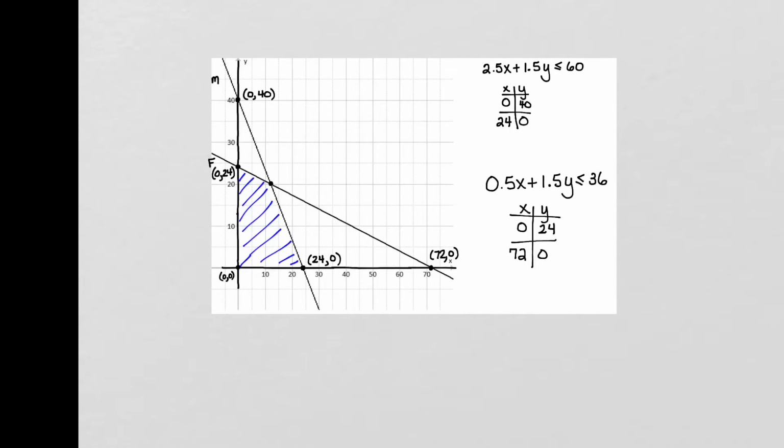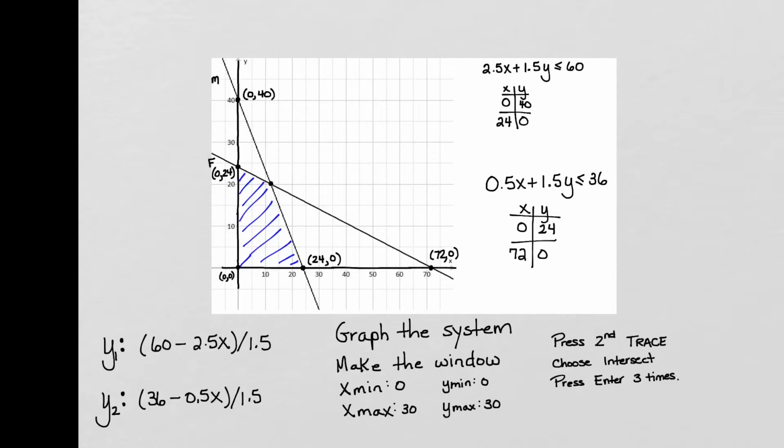You can use a system of equations to solve, or you can graph on your calculator and look for the intersection point. If you do use the calculator, I'm going to put it at the bottom of the screen. I'm going to go to y equals and put in for y1, (60 minus 2.5x) all over 1.5. y2 is (36 minus 0.5x) all over 1.5. Use your parentheses there, so you can type into there.